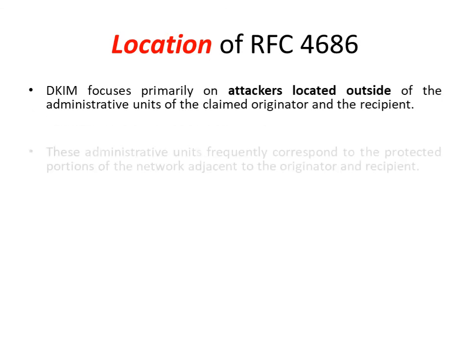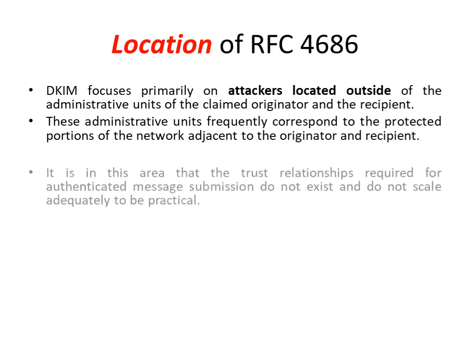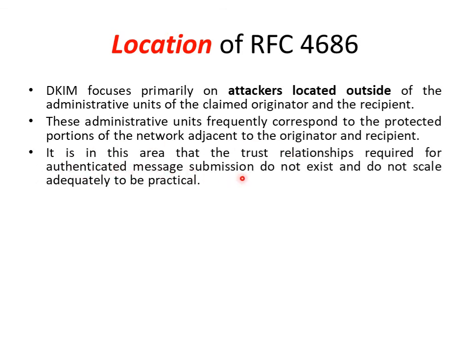Now, let us look at the location in RFC 4686. DKIM focuses primarily on attackers located outside of the administrative units of the claimed originator and the recipient. These administrative units frequently correspond to the protected portions of the network adjacent to the originator and recipient. It is in this area that the trust relationships required for authenticated message submission do not exist and do not scale adequately to be practical.